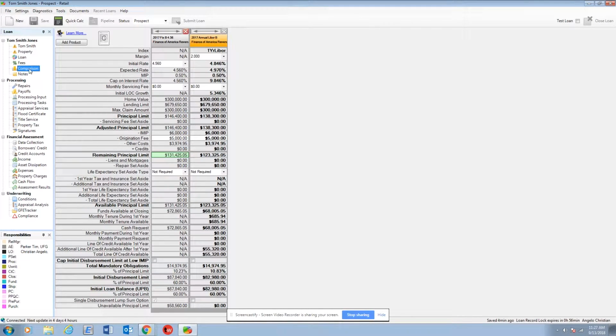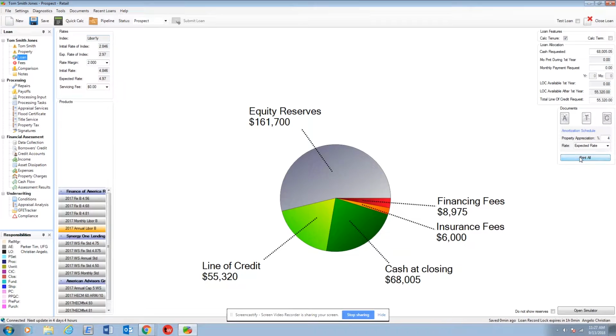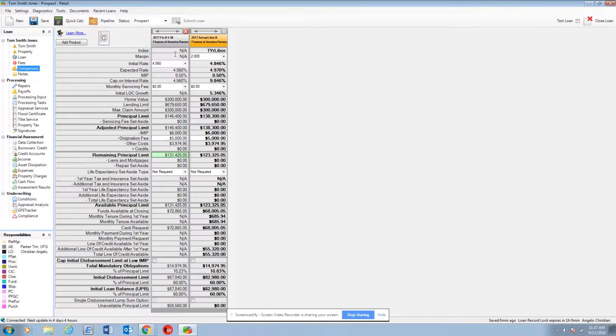Okay, so now we're going to pull this up here so you can actually see, and I'm going to go back to the comparison screen. All right, so we have these two options. The first option, like I said, the best option here is the annual LIBOR. What this means is that here the interest rate is at 2%. You see that right there, I highlighted it. And the initial interest rate, when you add the index to the LIBOR, is 4.846%. That's the interest rate right here, at 4.846%.